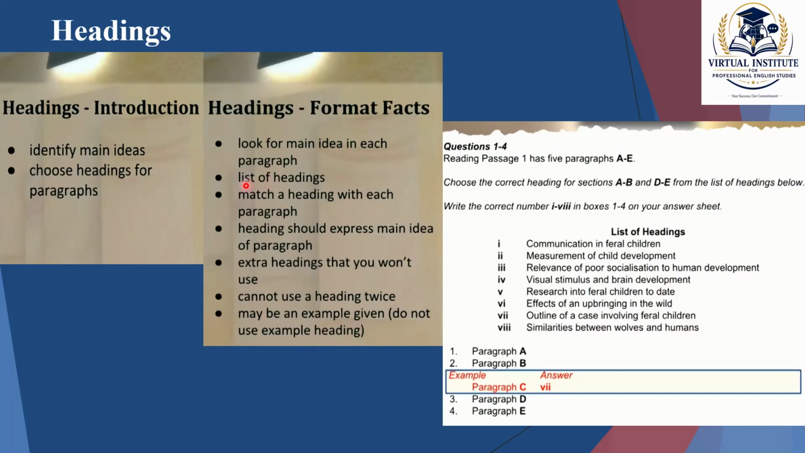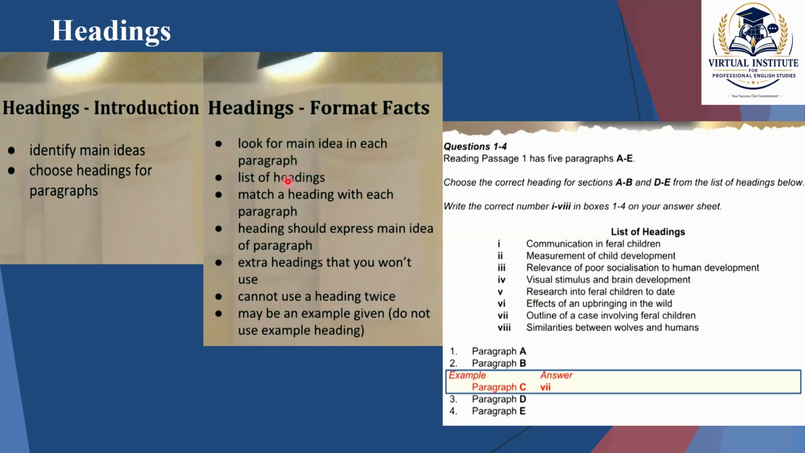You will also be looking at the list of headings. It's not only limited to the study of main ideas in the paragraph, but you will also have to keep in mind all these headings, right? Because these are the ultimate options that you will be choosing from. Then you will have to match a heading with each paragraph. Now, how will you do it? It's done by matching the main idea with the information given in the heading, right?